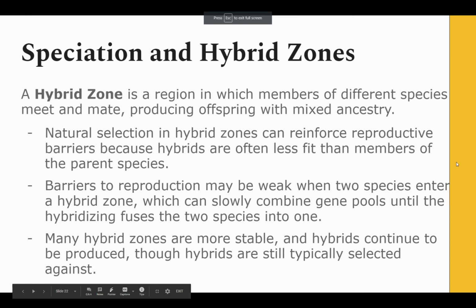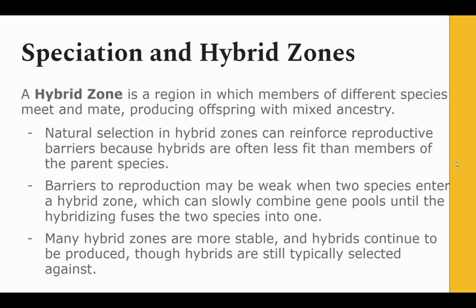So, these hybrids often aren't the most fit for their environment. They're still typically selected against. But there's not really anything to stop these two populations from interbreeding in this hybrid zone if it's super stable. So that is speciation within a hybrid zone.